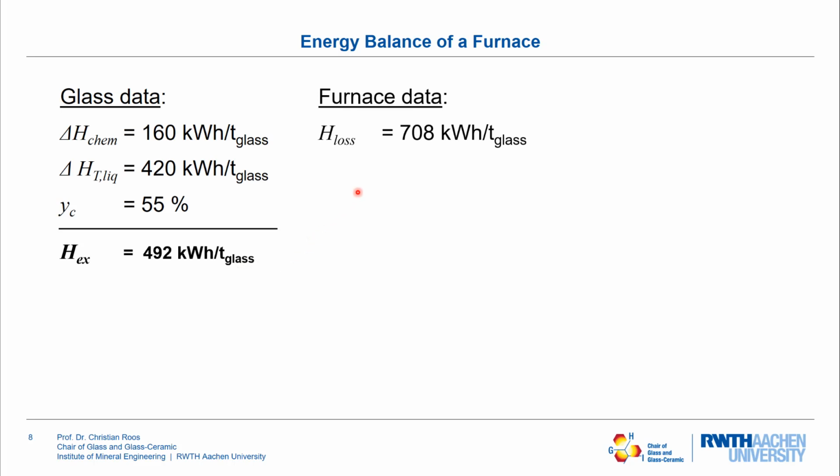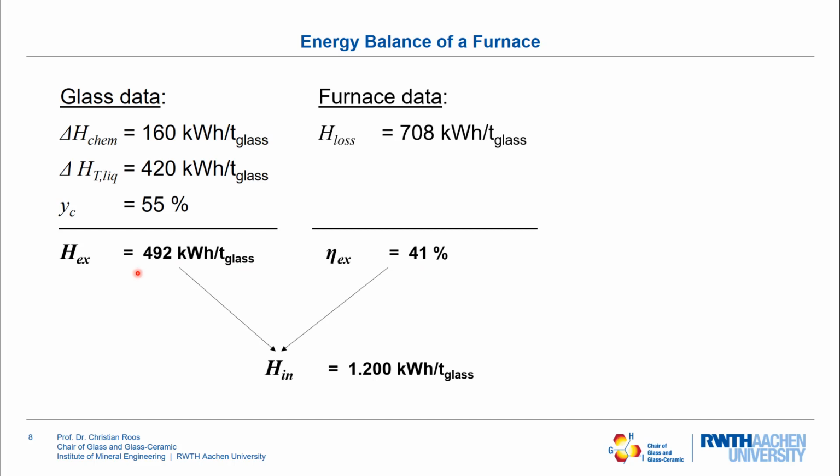Now, the furnace data should be a heat loss amount of 708 kilowatt-hours per ton of glass. This leads, in relation to the exploited heat, to an efficiency of 41%, which is a reasonable efficiency of a fossil fuel-fired furnace. All this together with the calculation of the Hin, in terms of Hin equals Hx divided by the efficiency of the furnace, we end up at a total energy needed for melting 1 ton of glass of 1200 kilowatt hours per ton of glass.